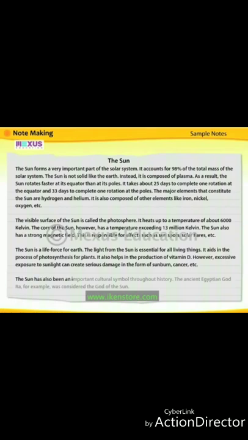The Sun has also been an important cultural symbol throughout history. The ancient Egyptian god Ra, for example, was considered the god of the Sun. Now let us highlight the important points.